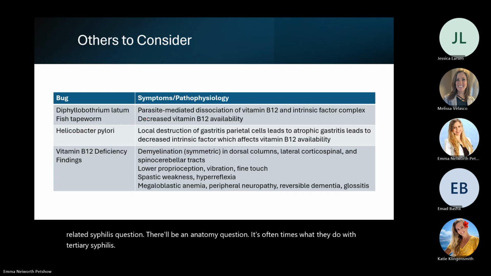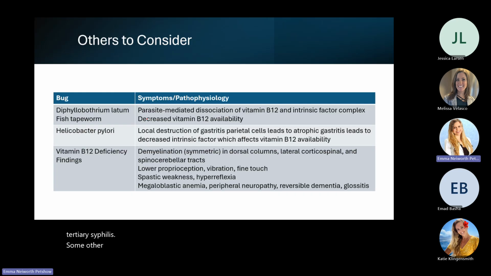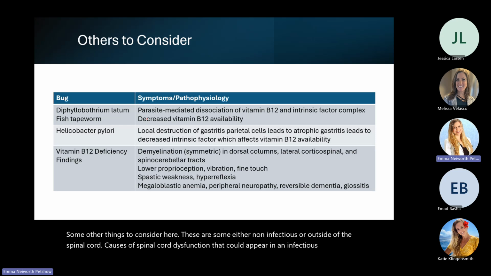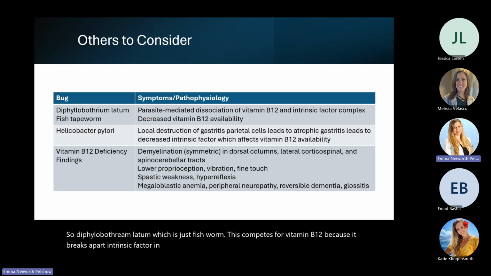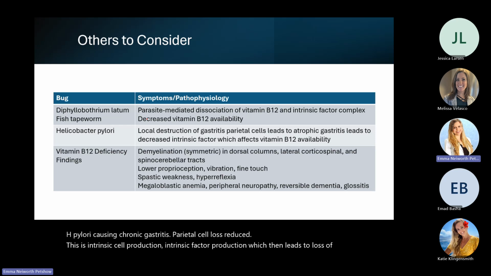Okay. Some other things to consider here. These are some either non-infectious or outside of the spinal cord causes of spinal cord dysfunction that could appear in an infectious differential. So Diphyllobothrium latum, which is just fish tapeworm, competes for vitamin B12 because it breaks apart the intrinsic factor and B12 complex, leading to a B12 deficiency. H. pylori causing chronic gastritis, parietal cell loss, reduces intrinsic factor production, which then leads to loss of B12 absorption, B12 deficiency.